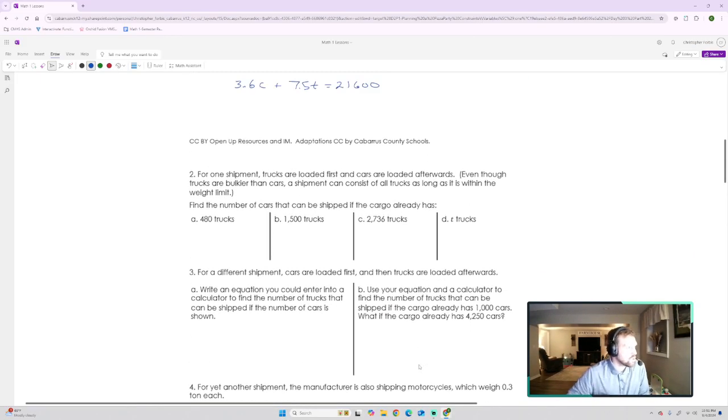For one shipment, trucks are loaded first and cars are loaded afterwards. Even though trucks are bulkier than cars, a shipment can consist of all trucks as long as it is within the weight limit. Anyway, find the number of cars that can be shipped if the cargo already has 480 trucks. So I am telling you what T is, and I want to find the number of cars C. Instead of a T, I'm going to do the 480, and that's going to equal again 21,600. So I plugged in one value that's given, and I can solve for the other one.